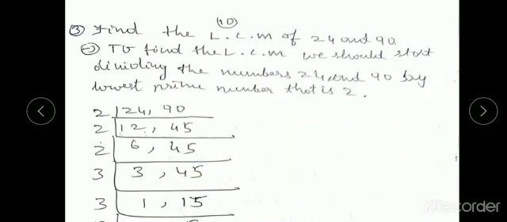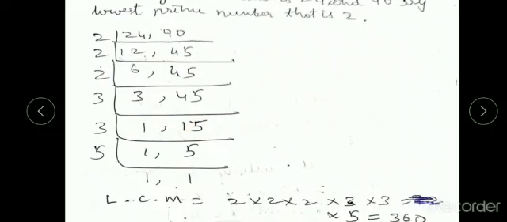Since 3 and 45 cannot be divided by 2, I will move to the next prime number, that is 3. So 3 ones are 3 and 3 15s are 45. Now I will again divide 1 and 15 by 3. That is 3 ones are 3 and 3 5s are 15. Now I have got the quotients as 1 and 5. Now I cannot divide 1 and 5 by 3.